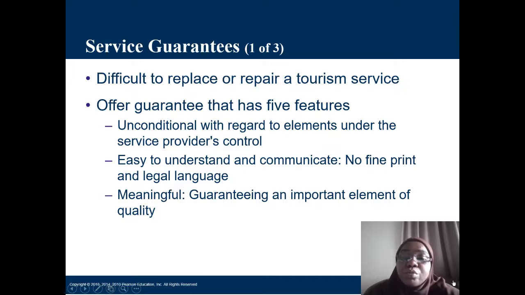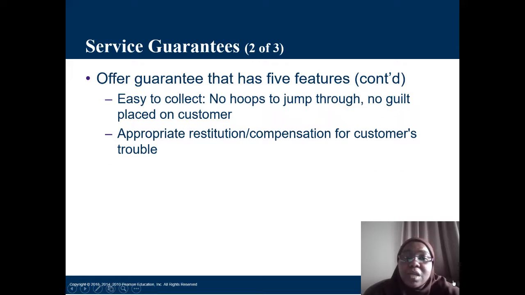It should also be meaningful. It should guarantee an important element of quality. What you want to communicate to your customers as a guarantee should be meaningful. Apart from those 3, it should also be easy to collect. No hoops to jump through, no guilt placed on the customer. You don't place guilt on the customer because he or she is requesting those guarantees for you to do your own part of the contract.